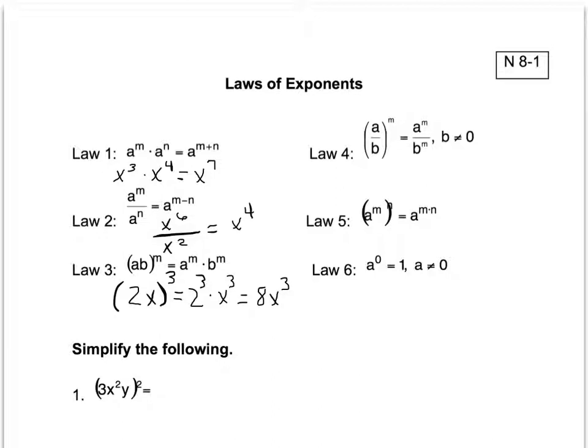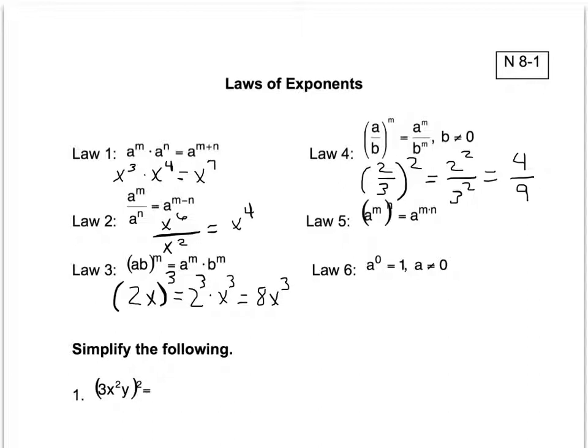Law 4 tells us if we happen to have a fraction raised to a power, we can raise both the numerator to that power and the denominator. Let me give you a quick example of that. Let's say we had the fraction 2/3 and that entire fraction is being raised to the second power. That would mean that's the same as 2 to the second power over 3 to the second power. When we clean this up, it would give us 4 over 9, simplified form.